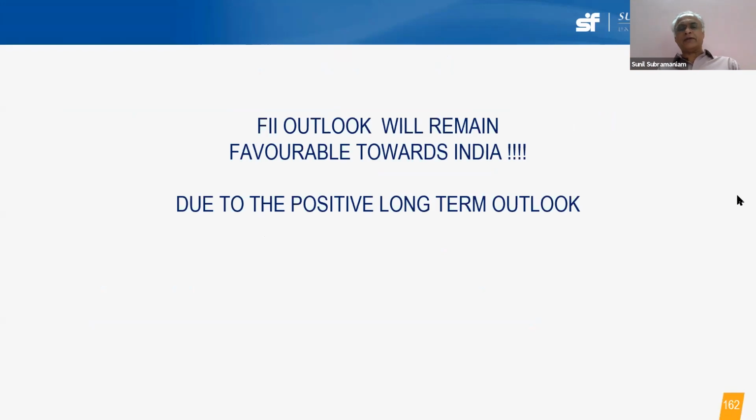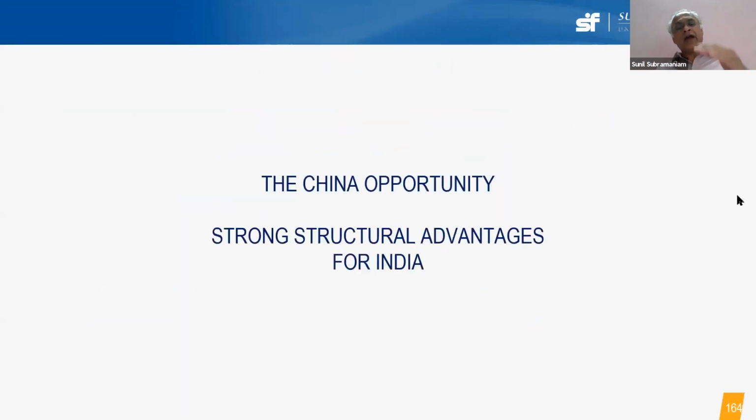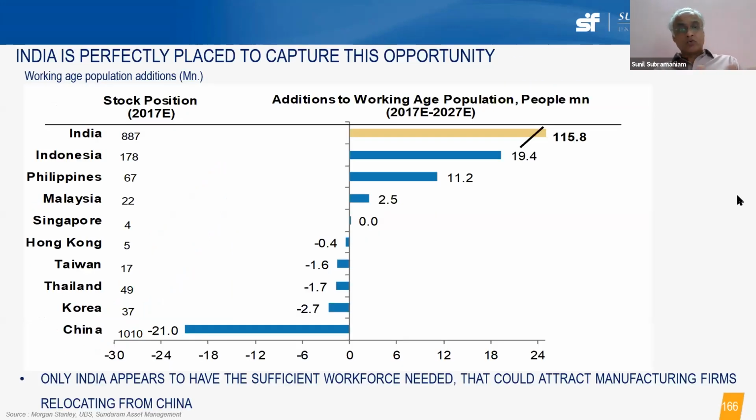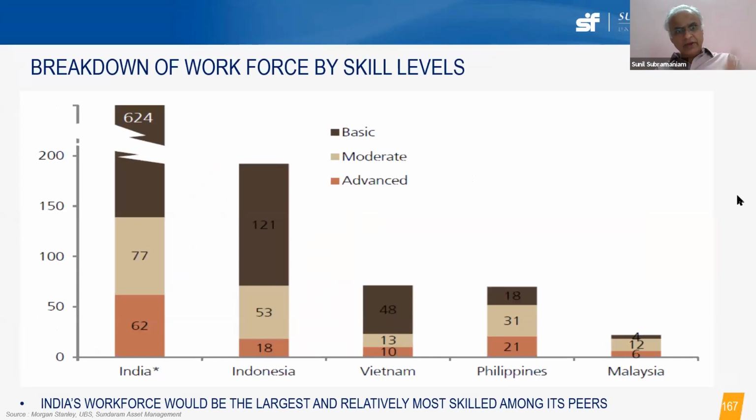From that perspective, India's long-term economic outlook has a very strong positive bias because of the strong structural advantages vis-a-vis China. If you look at the labor population of India and China, China's is a declining labor, India's is a rising labor for the next 30 years. In fact, the quantum of difference is stark: 21 million losses, whereas 115 million is the addition to working age in India. The skill levels of India also support across a range of skill levels.